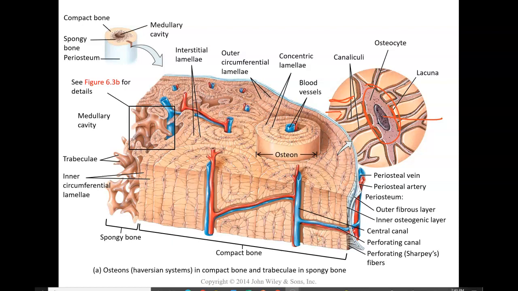Looking closer, you can actually see that this is going to be made up of different layers. You have the outer fibrous layer, and then you're going to have the inner osteogenic layer. And so that shows you the two layers that are going to be found in that periosteum. Also, over here, you see these different trabeculae coming out. You see the inner circumferential lamellae. You're going to see the concentric lamellae that are going to be found going around each one of these osteons here. And then you see how the different nutrient arteries and veins are going to be able to connect through the different canals, whether it's the Volkmann's or the Haversian canals.